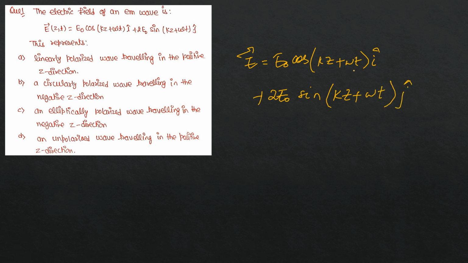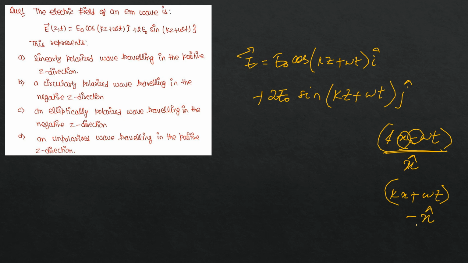Another thing: it should be kx minus omega t. If it is minus, then the wave is in the positive x direction. If it is plus, it is in the negative x direction. So E is equal to E naught cos (kz plus omega t) i cap plus 2 E naught sin (kz plus omega t) j cap.